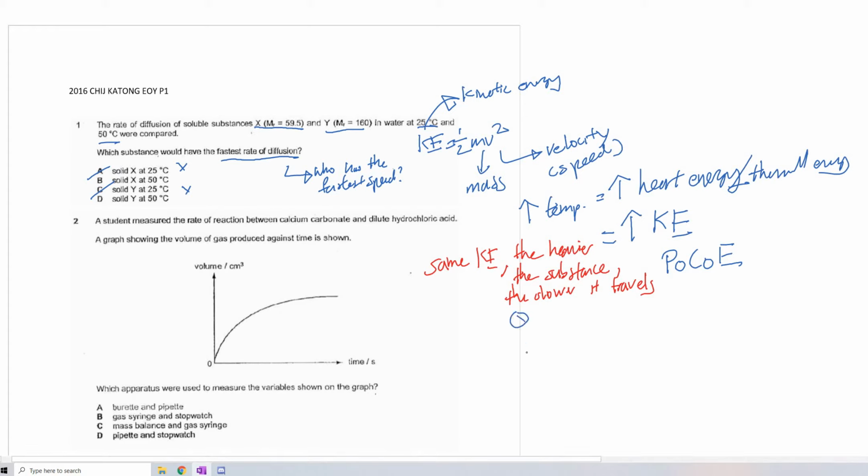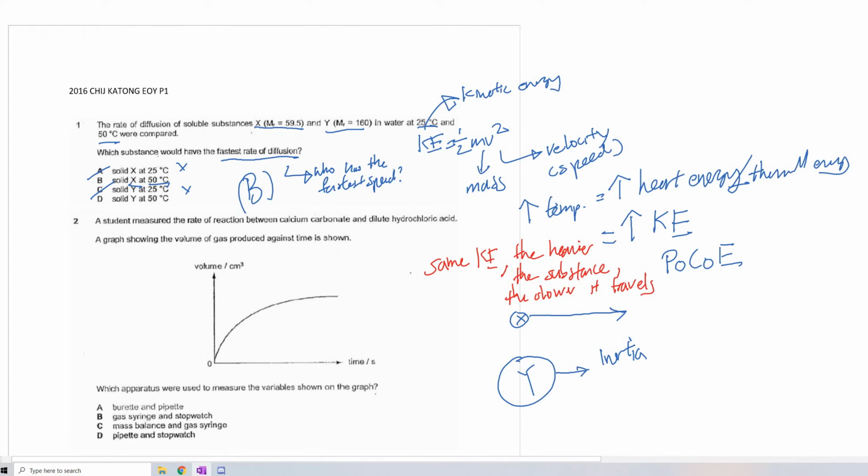So we have a small particle X and a large particle Y. When you provide them with the same energy, X can move further. On the other hand, when you provide Y with the same amount of energy, it moves lesser. And this is due to the concept of inertia. It is reluctant to move as compared to the smaller X. And with that, we know that option B is the correct answer, because it has the smaller mass with higher temperature.